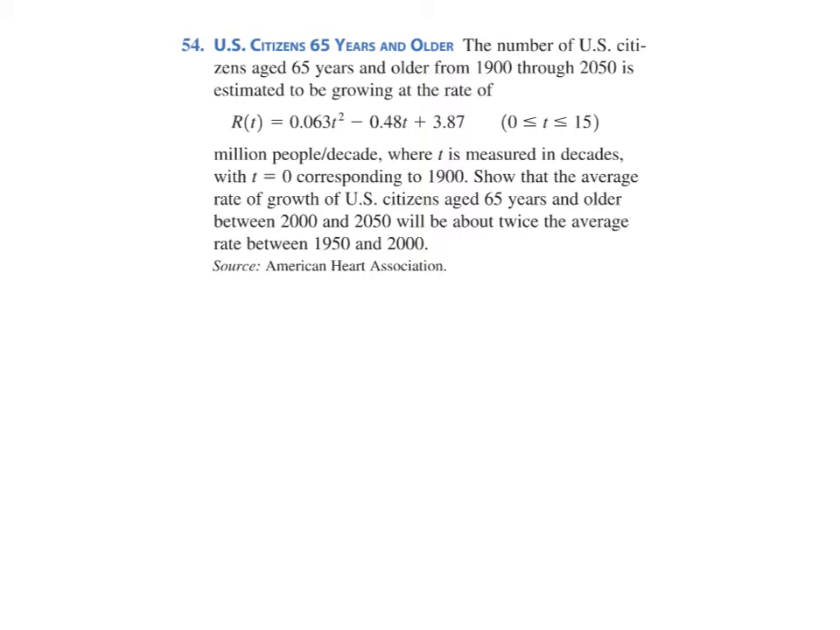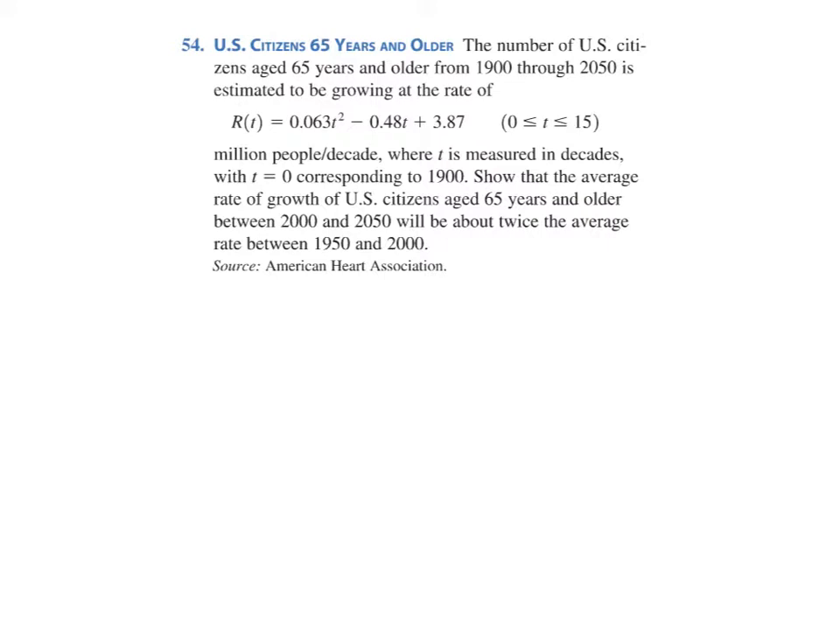Problem 54 on page 464 requires definite integrals to help us solve this application. As you can see, the number of U.S. citizens age 65 and older from 1900 through 2050 is estimated to be growing at a rate of R of t equals 0.063 t squared minus 0.48 t plus 3.87.